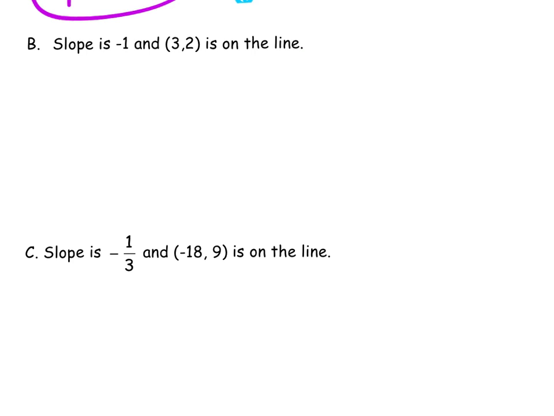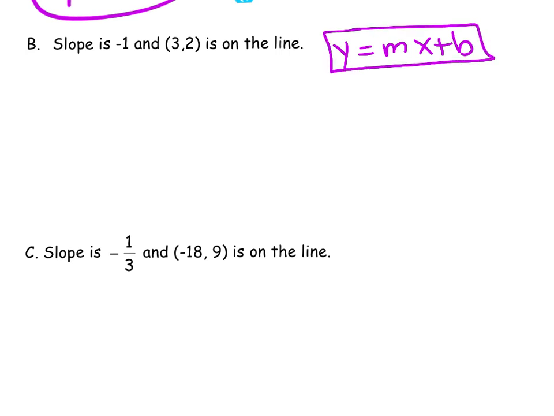Okay, so let's look at example B. Again, we want to write it in y equals mx plus b form. And I have the slope, so I have m is -1, and I've got a point on the line where x is 3 and y is 2. I'm just writing out the information I know.